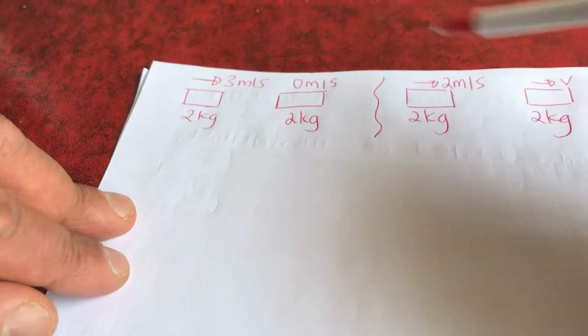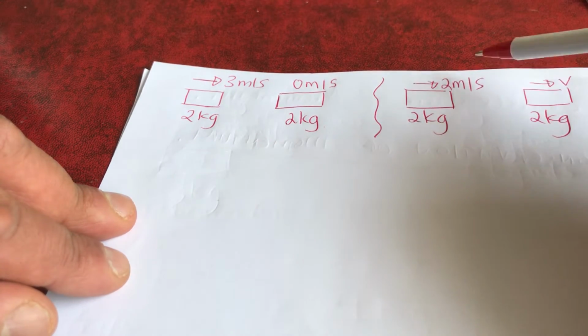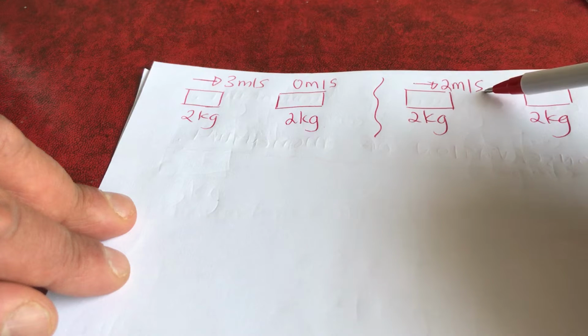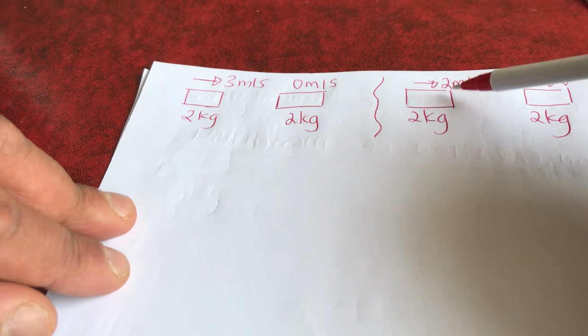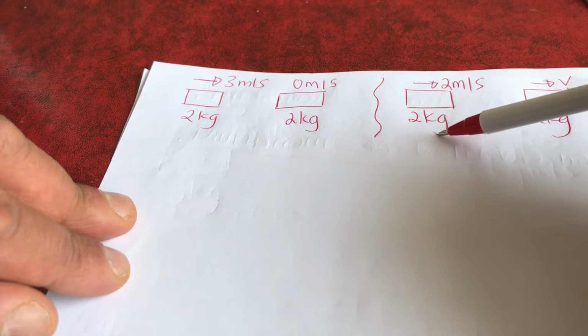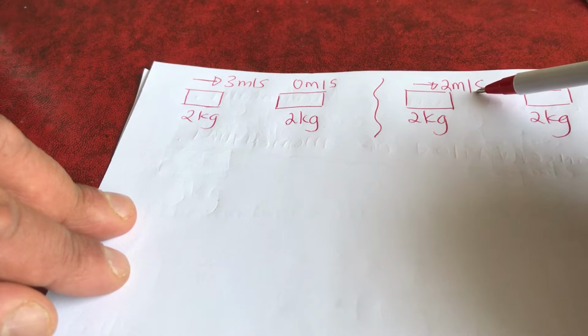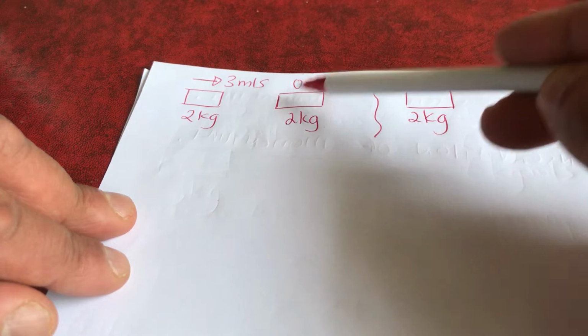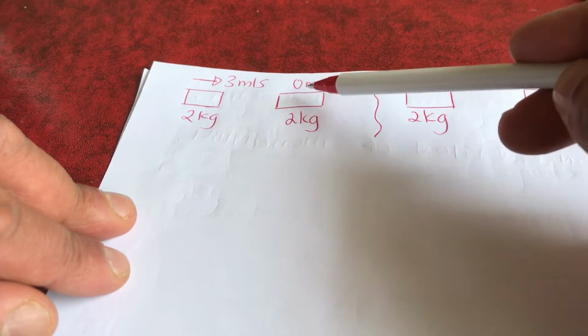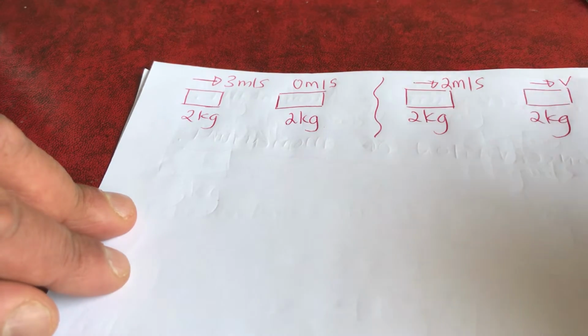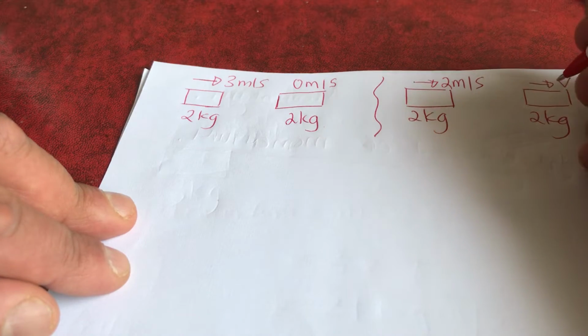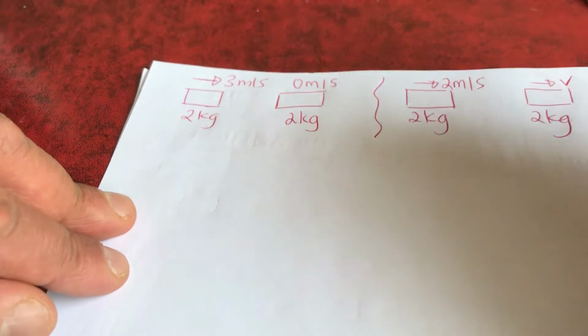Now, what happens after collision can be seen here. We are going to assume that the first mass, which is 2 kilograms, is going to move at 2 meters per second. If that is the case, we need to determine what happens to this other mass here. We've labelled its velocity as v, and it's obviously the same mass again, 2 kilograms.